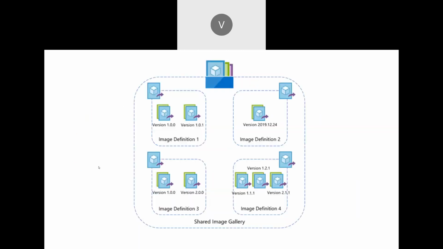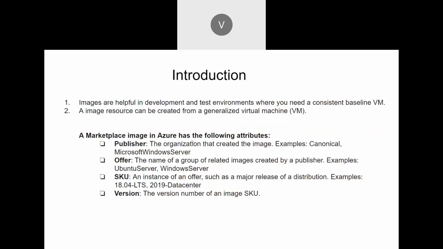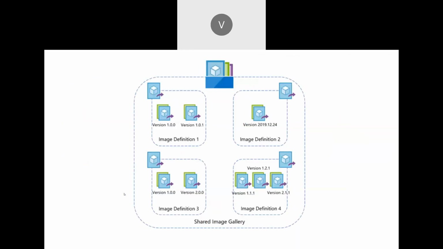So what does a shared gallery image look like? This is one image, image definition one. When we say image definition one, the four attributes are publisher, offer, SKU and version, and based on that the image definition is formed. Once you create an image definition, you can have your own versions in it, 1.0.0 and 1.0.1.